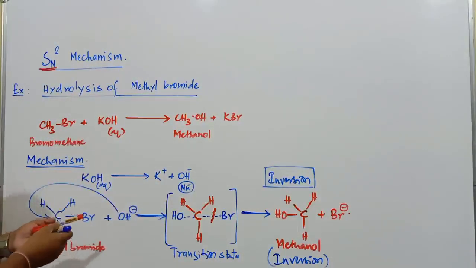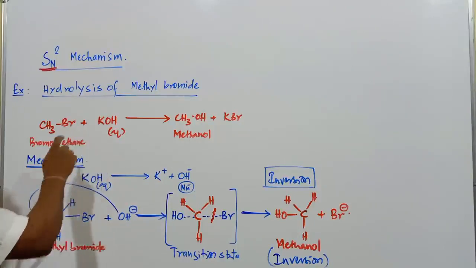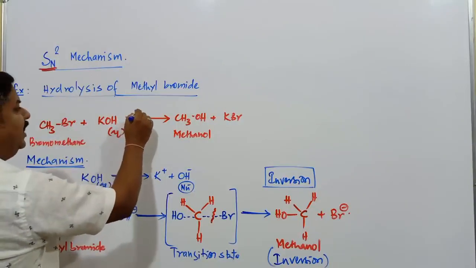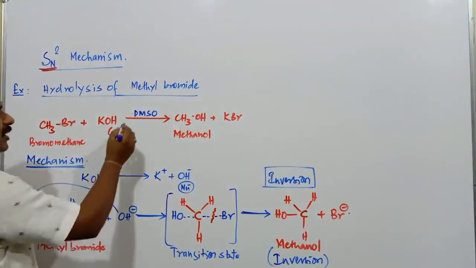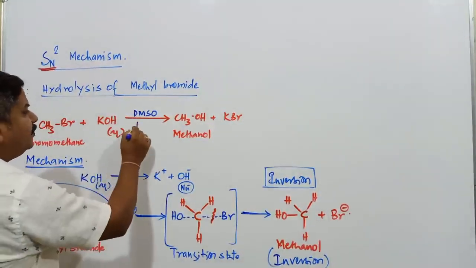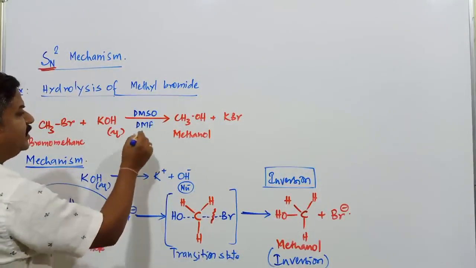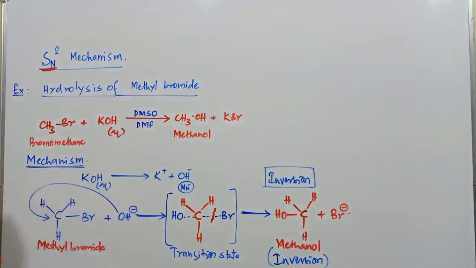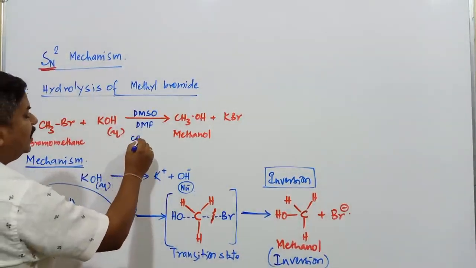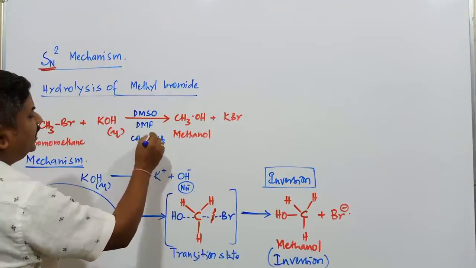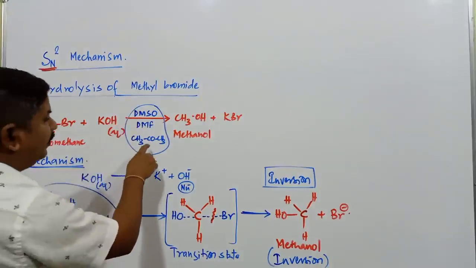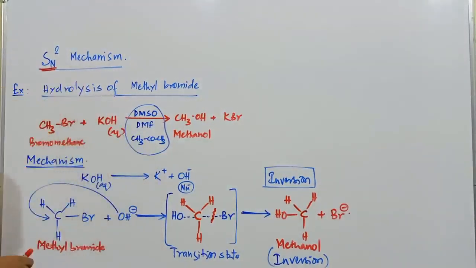And here, another important point I forgot to mention: in case of this hydrolysis of methyl bromide, the solvent should be either DMSO, dimethyl sulfoxide, or dimethyl formamide. This is an example of a polar aprotic solvent. Wherever such a polar aprotic solvent is present, or it is also in presence of CH3COCH3, if the reaction is proceeding in presence of this solvent, remember that the reaction proceeds via the SN2 mechanism.